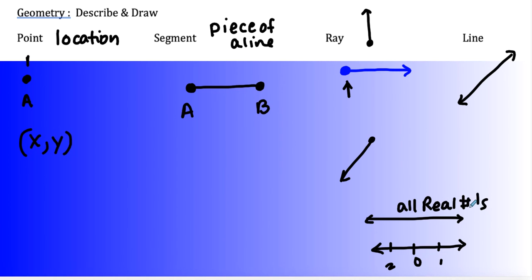Okay, so everything that we're going to be doing with the next set of inequalities called compound inequalities is going to relate to these 4 geometry terms. So I wanted us to just see what they were and make sure you understood what a point, a segment, a ray, and a line were.